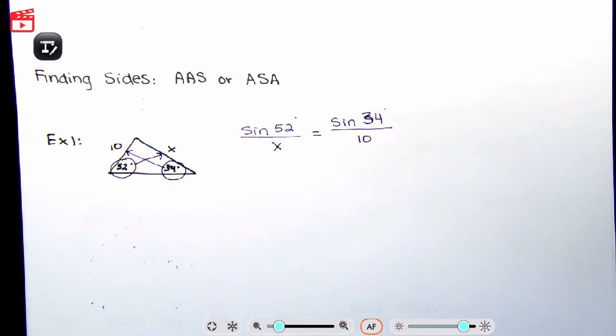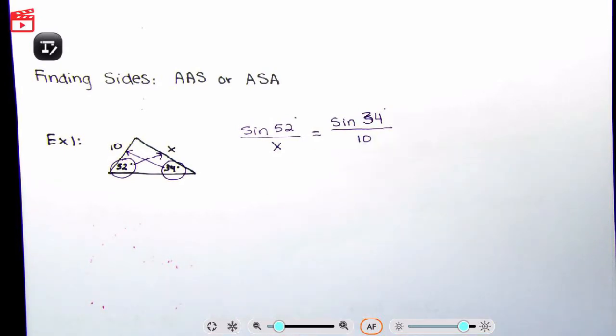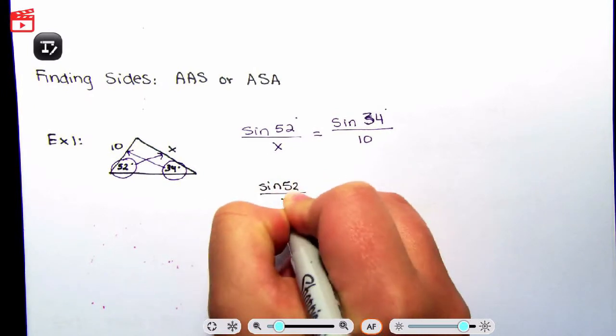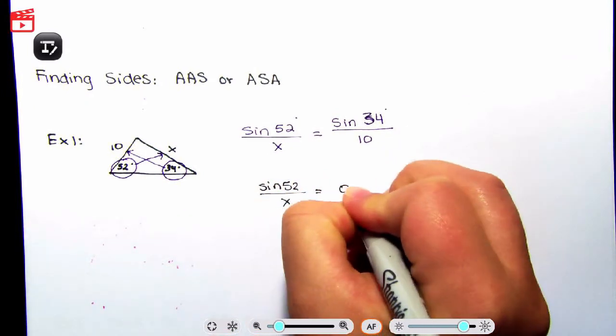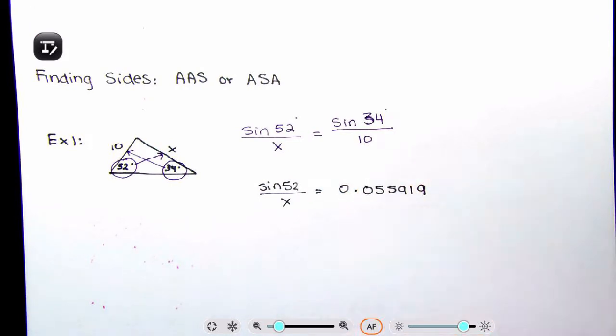Before I type in sine of 52, let's figure out what the right side is. I'm going to say sine of 34 divided by 10. That's going to give me a decimal, and that's okay. So I have sine of 52 over x is equal to 0.055919, and I'm too tired to write the rest, but in my calculator I'm going to keep it.